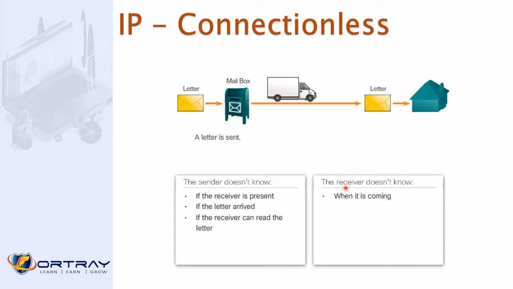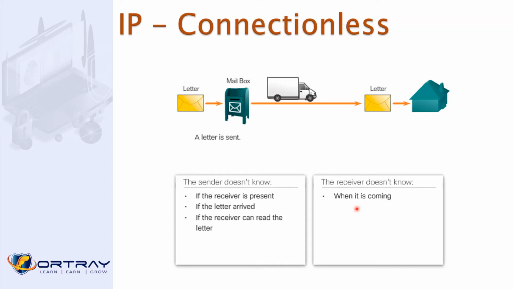IP is connectionless. What does connectionless mean? If the receiver is present, the sender does not know. The sender has no idea whether the receiver is at home or not. That is the job of the upper layer. If the receiver is present, if the letter arrives, if the receiver can read the letter. The receiver doesn't know if it's coming or when it's coming. It can come at any time, right? Like the angel of death, it can come anytime.